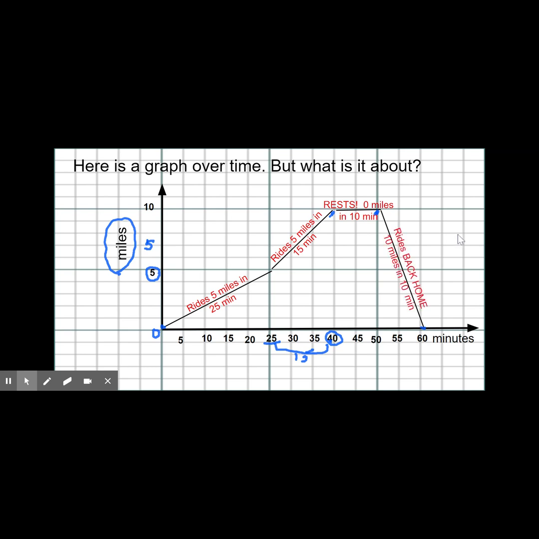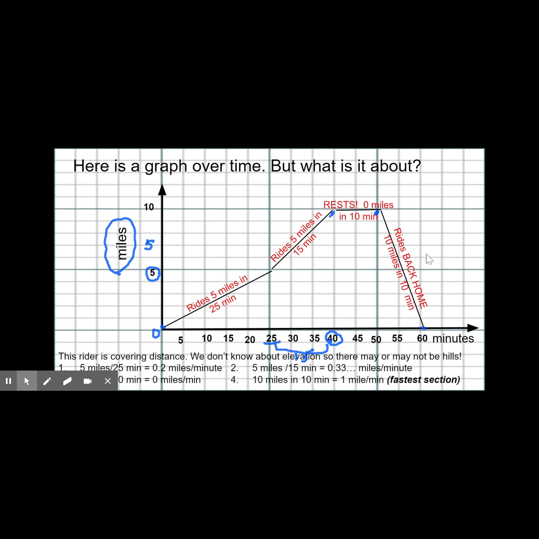And then this rider is riding back home very quickly, because that seems to be the steepest slope, even though it's a negative. 10 miles in 10 minutes. The negative slope indicates the rider is going back home.